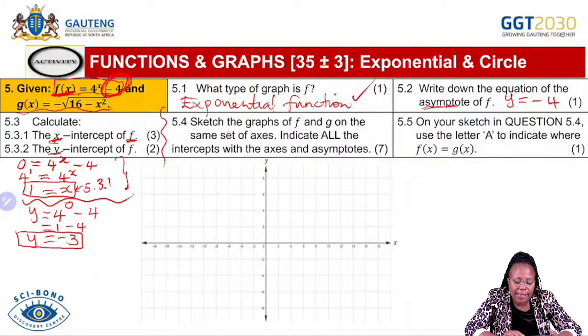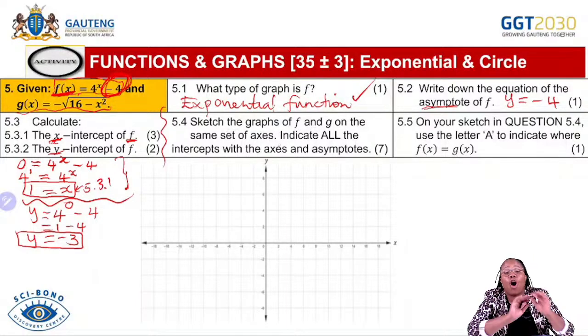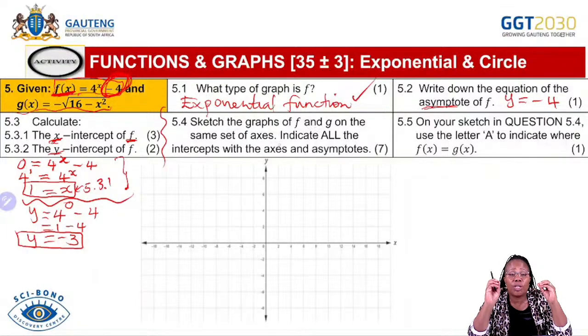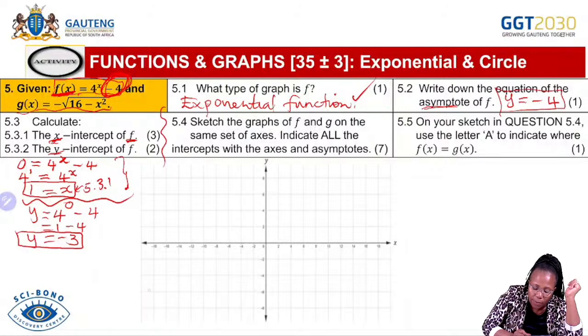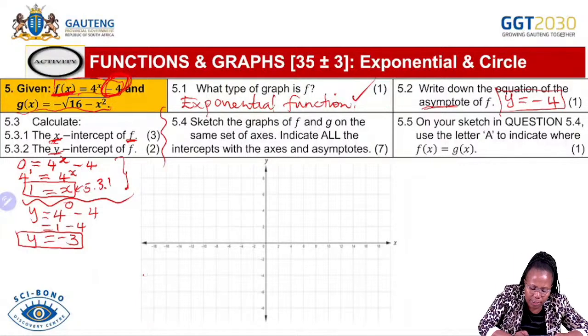5.4 says, sketch the graph of f and g on the same set of axes, indicating all the intercepts with the axes and also the asymptotes. Look at the mark allocation, grade 12, 7 marks to sketch those two graphs. So sketching is very important to ensure that you master it. Let's start now with the exponential one. We know the asymptote is y equal to negative 4 from our calculation. We indicate the asymptote at y equal to negative 4. The asymptote is a dotted line.